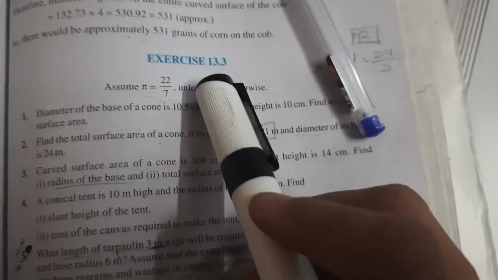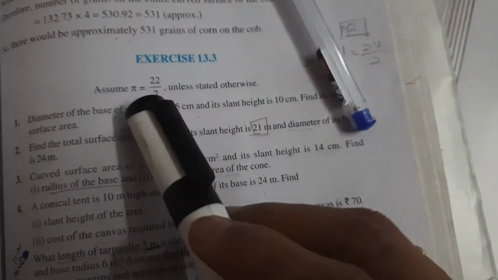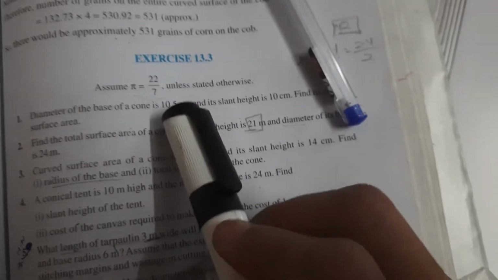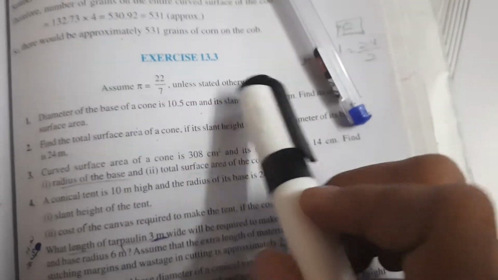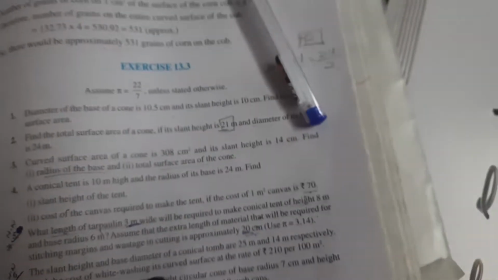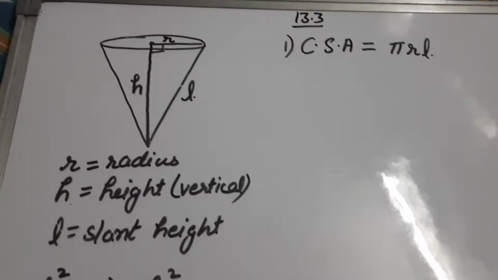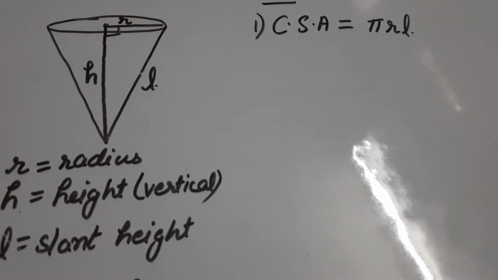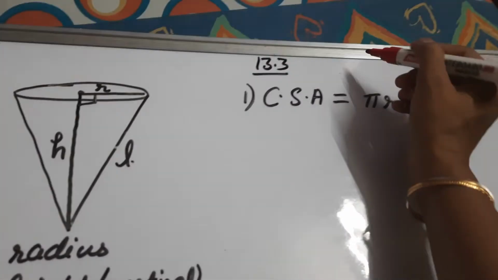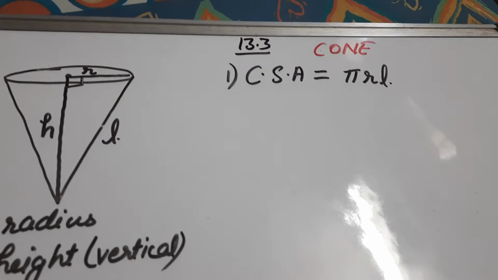Dear students, now we will start 13.3 exercise. Pi will be taken as 22/7 unless stated otherwise. That means unless it is given to you in the question. In this exercise, we will study the applications which are based on the shape cone, right?